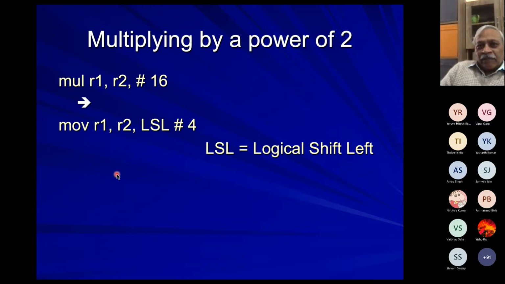Multiplying by a power of 2 is easily achieved by a move instruction with left shift. This is what somebody had asked: if you want to shift the result or multiply the result by a power of 2, what do you do? This is how you could do it. MOV R1, R2, LSL 4 would shift R2 left by 4 positions and then put it in R1. So R2 remains unchanged, and 16 times R2 goes to R1.